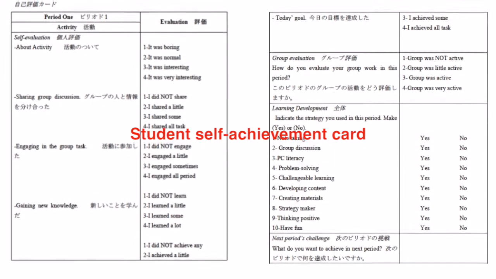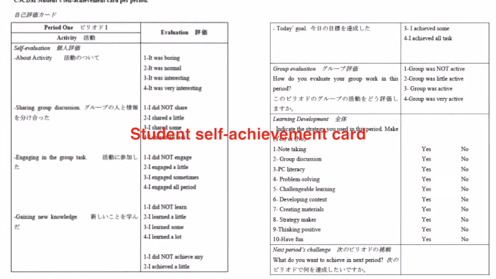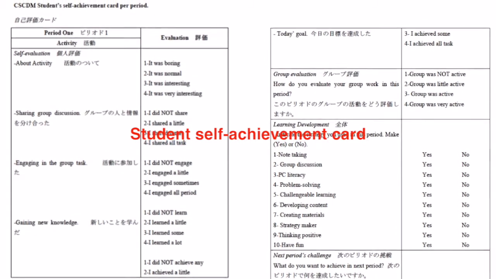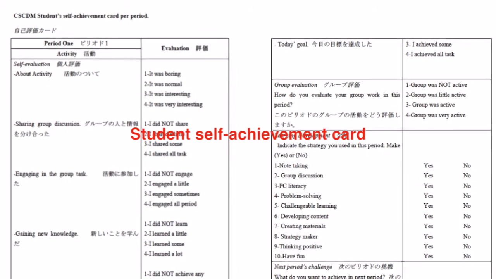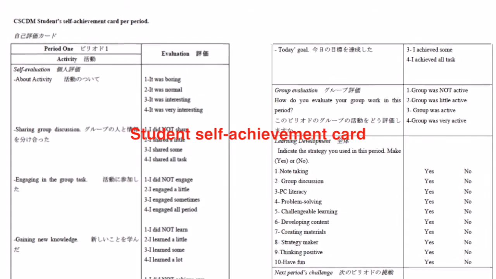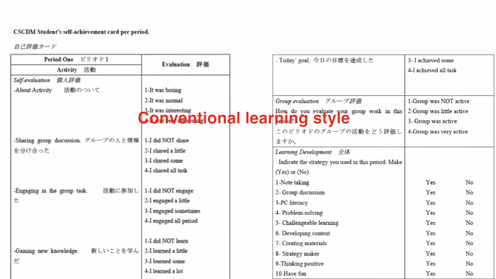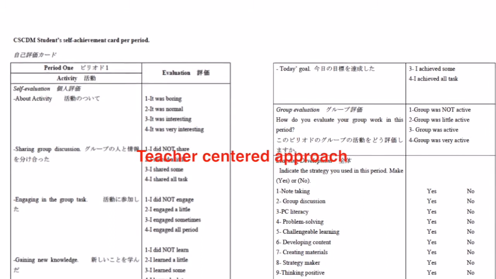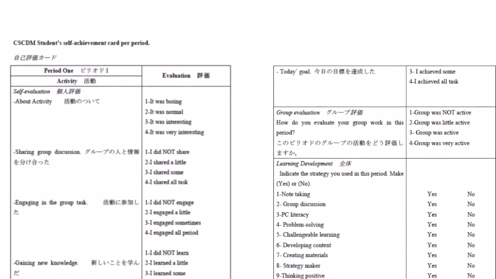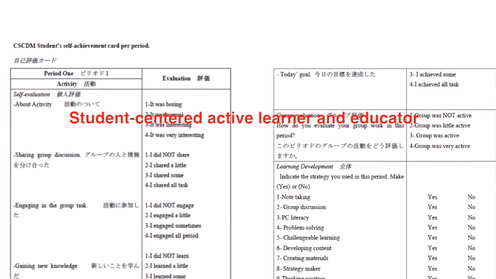The study also provided a before action interview to measure students' learning development and strategies they use in developing their contents. Also, to highlight the significant difference of students' academic outcomes in both cases: the conventional learning style, which is a teacher-centered approach, and the CSCDM learning style, which is students-centered active learners and educators.